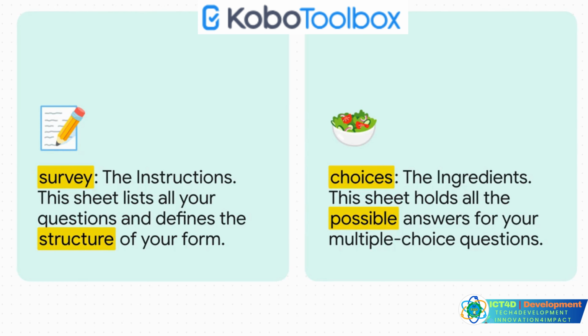Your first sheet, which you have to name survey, all lowercase, that's your instructions. This is where you list out every single question and map out the entire flow of your form. Your second sheet, named choices, well, that's your ingredients list. This is where you put all the possible answers for any multiple choice questions you have.